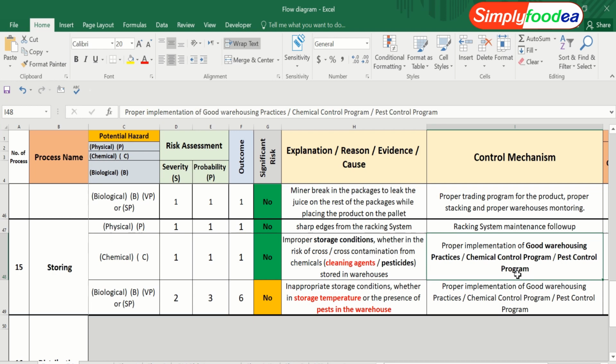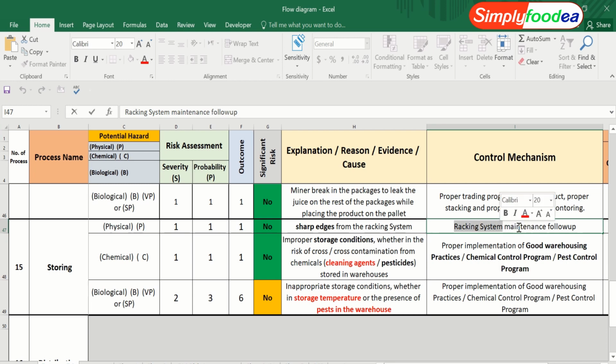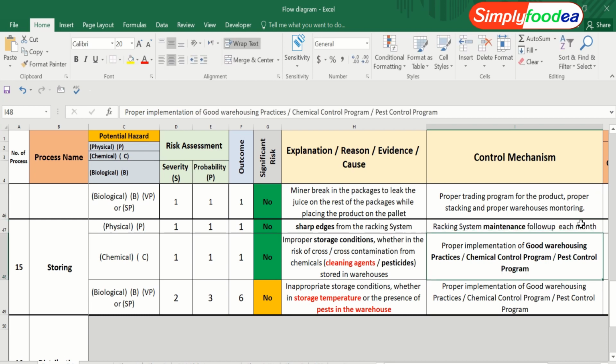Everything, as I've mentioned before, if there is an issue, there must be a control. And who will control? For example, here, the maintenance team. So you can mention also when maintenance follows up, each month, for example, or each 2 months, the maintenance team. This is the best structure for any hazard. There is a hazard, there is a reason, there is a control. Who will control? When will control? As I will mention after that about the monitoring of the OPRP and CCP, which is very critical in the HACCP principles.